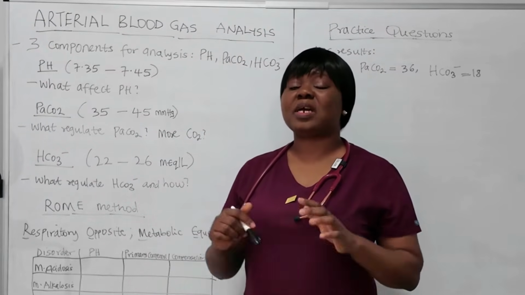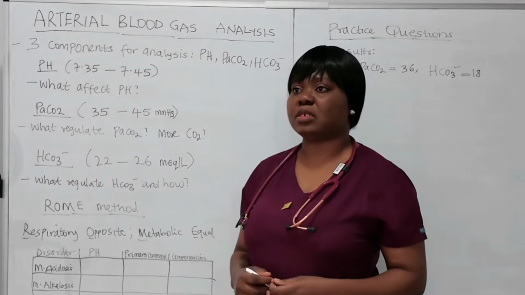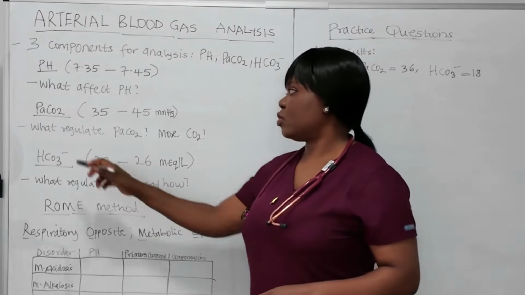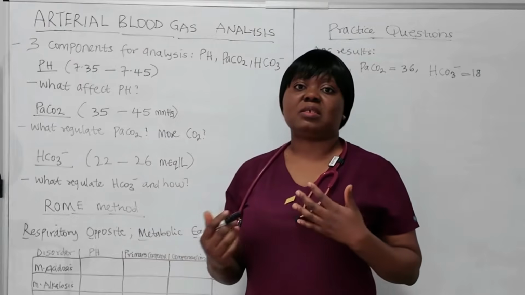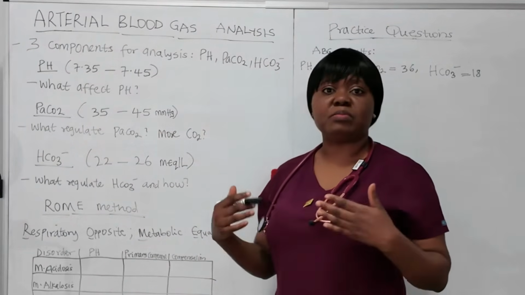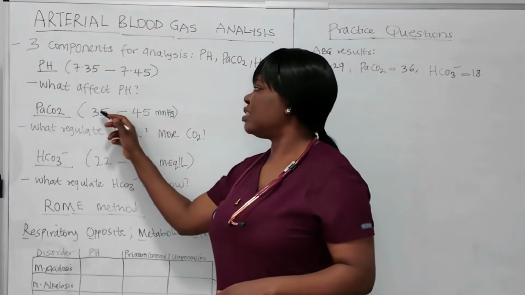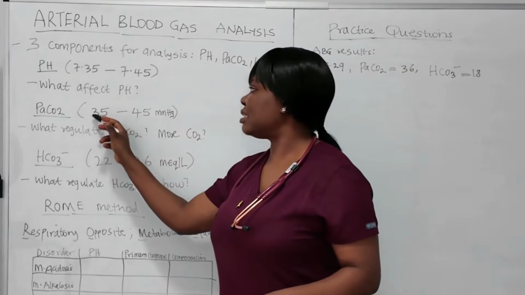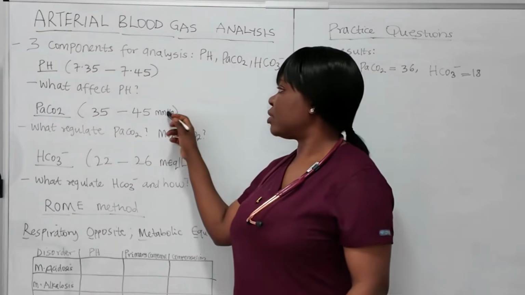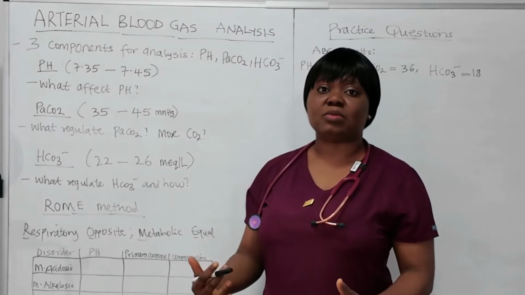The next component we'll be analyzing will be PaCO₂. That's partial pressure of carbon dioxide. The usual range is 35 to 45 millimeters of mercury. So what regulates PaCO₂ is respiratory lung control. So the lungs control this. And more CO₂ means more acid, less CO₂ means more base. That means if the normal range is 35 to 45, if it is less than 35, you are tending towards alkalosis. But if it is more than 45, you are tending towards acidosis, because more CO₂, more acidosis.